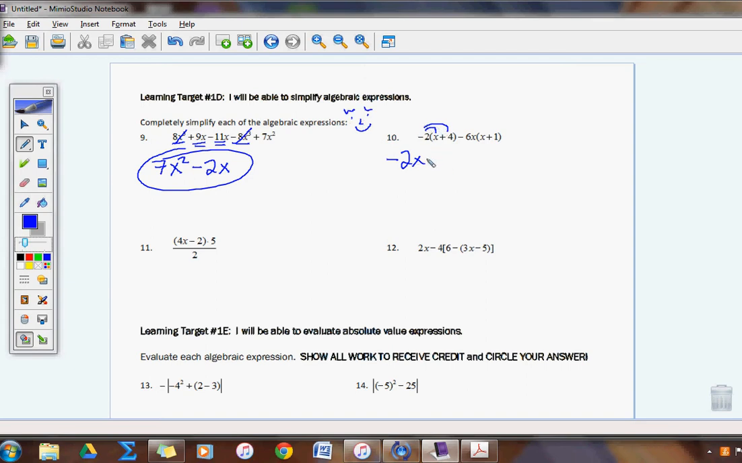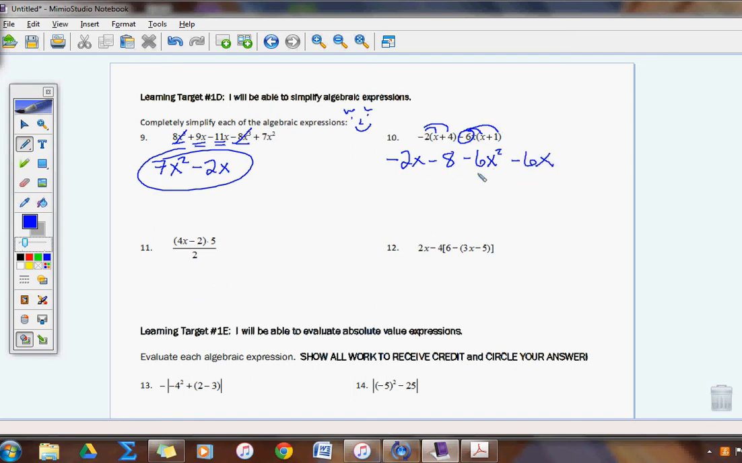Negative 2 times x plus negative 8. I'm just going to write minus 8. Make sure the negative goes with it. Same here. Make sure the negative 6x gets distributed. Negative 6x times x is a negative 6x squared because we're multiplying, the powers change. Negative 6x times 1, well, anything times 1 is itself, so there we go.